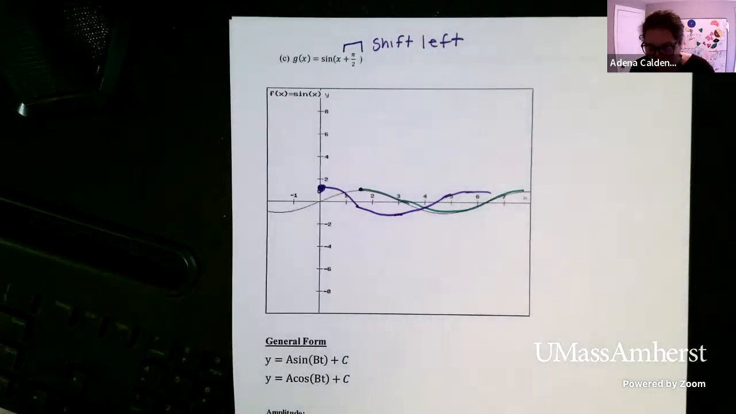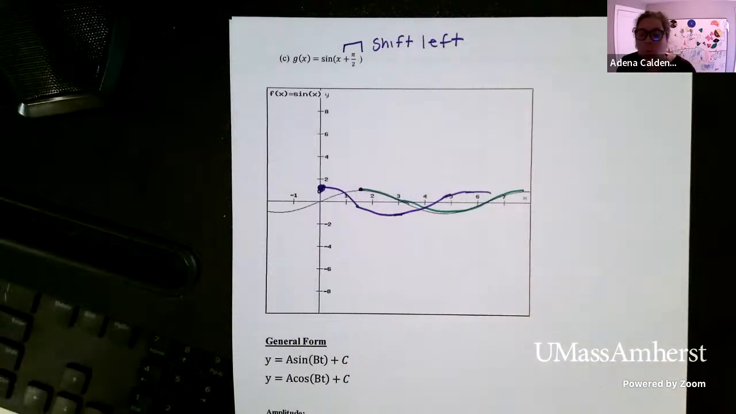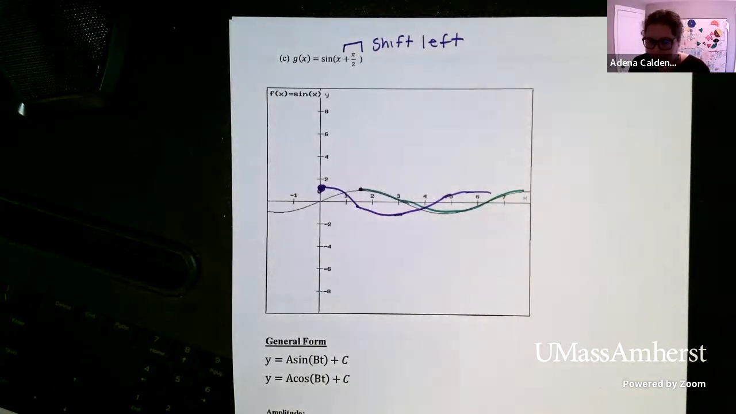Okay, so now that we've had a baseline review of sine and cosine, why do we want to use it here for periodic functions?